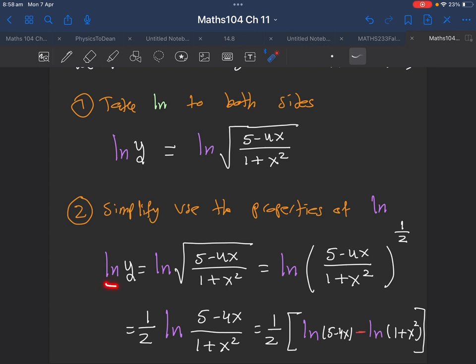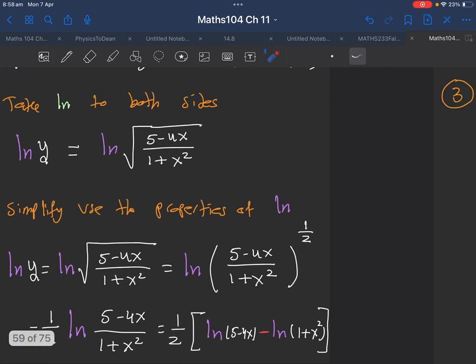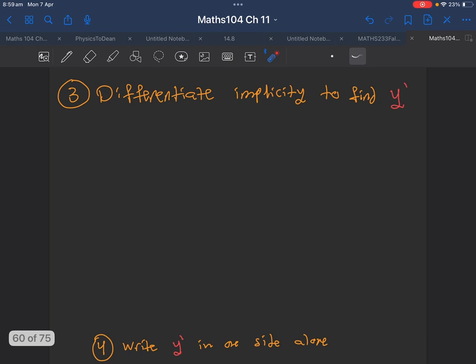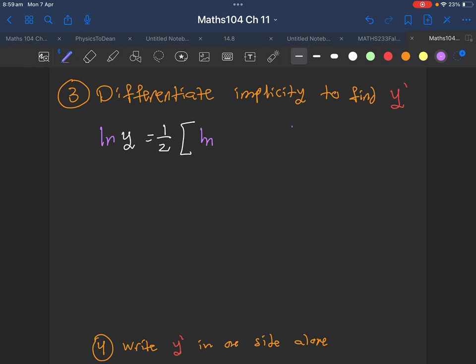So let me write this down on the next page, and then we will find the derivative. So remember where we arrived. We arrived at ln y on one side equal to half of two lns, the first ln and the second ln, and there is a minus between them. This was 5 minus 4x. This is 1 plus x squared. Now take the derivative.